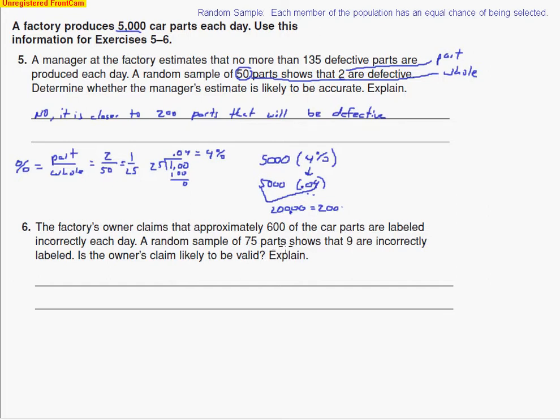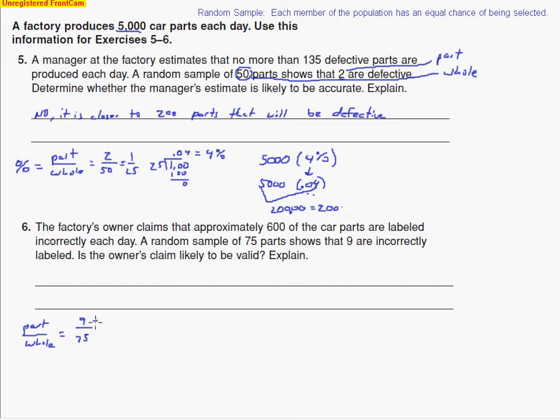Out of 75 parts, it shows that 9 are incorrectly labeled. So let's do the same thing we had done before. We've got our part over our whole. So what's the part of the sample? That was incorrect. It was 9. Incorrectly labeled was 9. The total sample was 75.